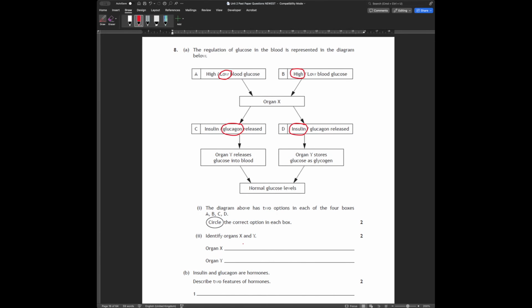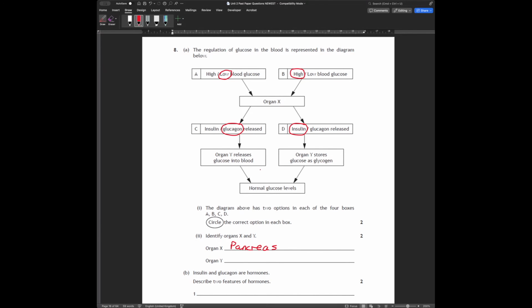For A part 2, we have to identify organs X and Y. Okay, now organ X is the one that detects the low or high blood glucose, and it's also the organ which releases the insulin or the glucagon. So organ X is going to be our pancreas. We've got pancreatic receptors detecting the blood glucose levels, and the pancreas releases our hormones.